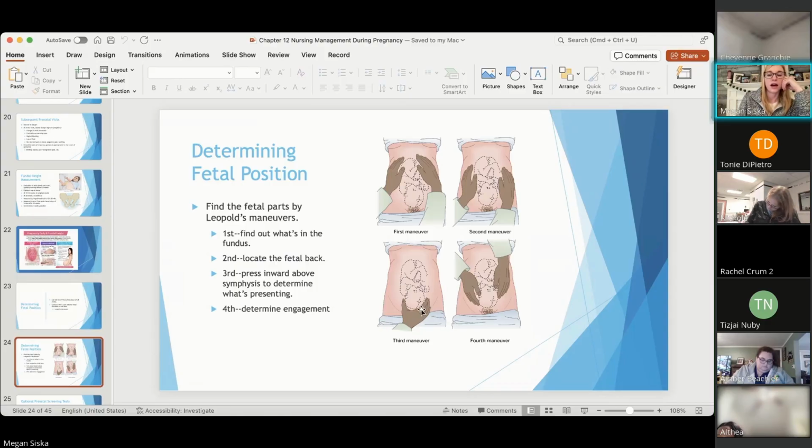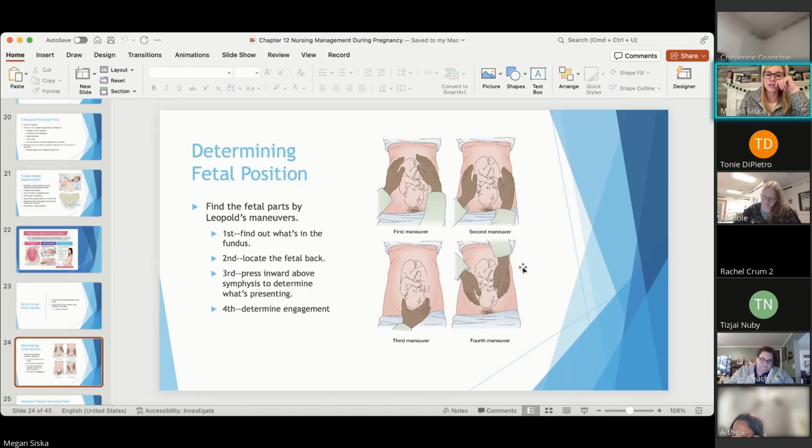And then after you've figured that out, you turn around and face mom's feet and you verify everything. So you can grab this presenting part and see if you can pull it up and down to check if it's engaged or not. If the baby is engaged in the pelvis, you're not going to be able to move that baby up and down. Whereas if she's earlier in pregnancy, you can bounce baby up and down. That's ballotable. And then it just confirms the rest of your findings. Like, okay, yes, this does feel like a head. This does feel like a back. This does feel like a butt.